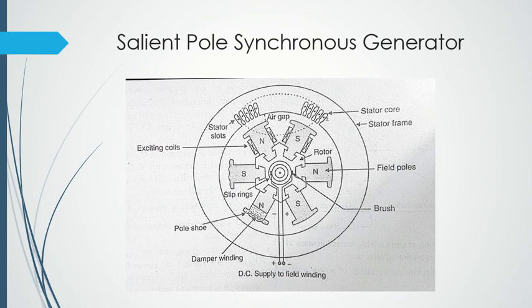In the figure shown to you, you can see this outer portion is the stator, and in this inner portion we have the rotor. Here we have different poles, field poles, and the winding will be wrapped over these poles, something like this, via these exciting coils. And to the field winding we will be sending the DC supply, as we discussed earlier and in previous lectures.